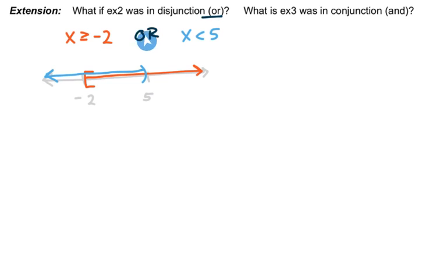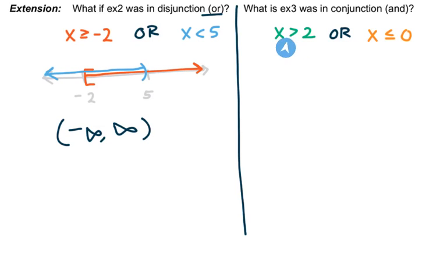So since this is or, which regions represent a solution? Or is the union, or all of this region. So if that had been a disjunction and we'd had or written there, the solution set would be all real numbers. It'd be negative infinity to positive infinity, because regardless of where I choose that value, it will work in one statement or the other.